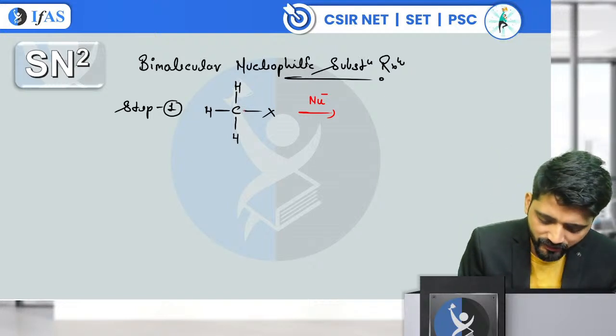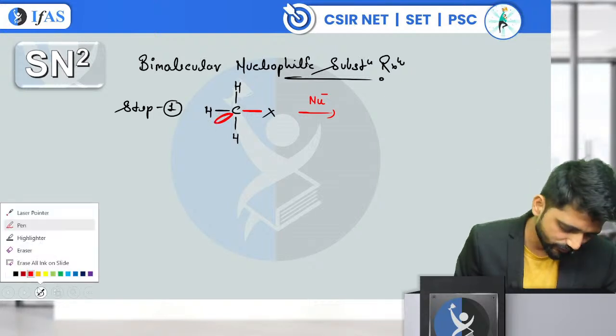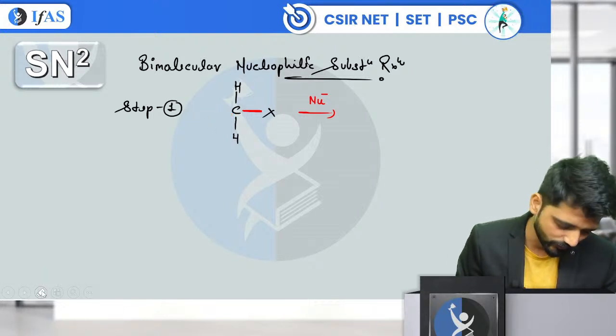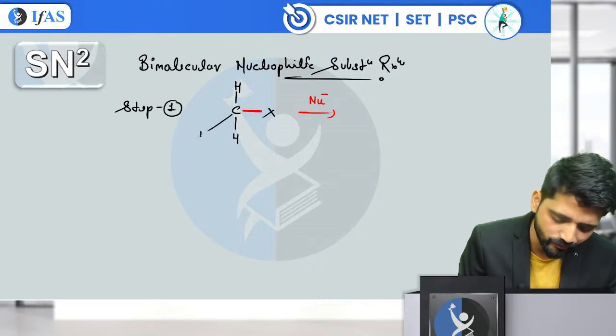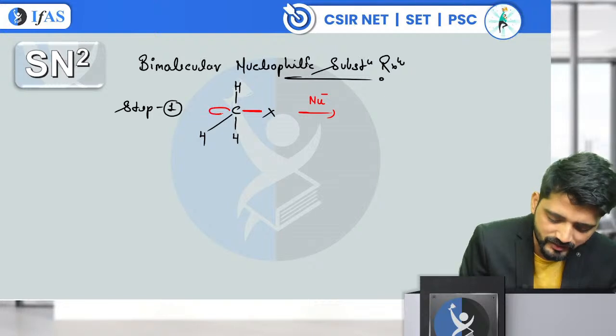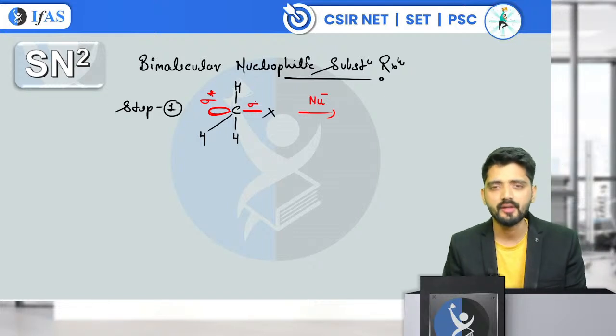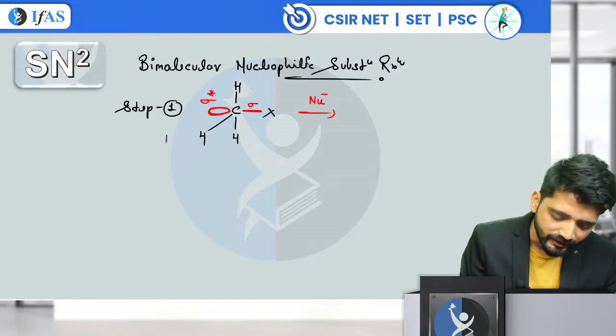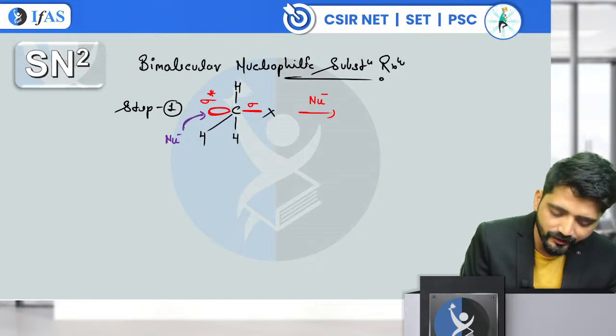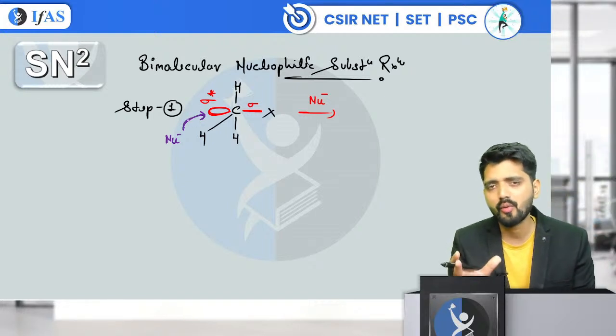See, every sigma bond has its sigma star orbital. So we can represent this sigma star orbital this way. Let's suppose I draw the hydrogen here. For this red bond, the sigma star orbital would lie here. MOT explains that every sigma bond has its sigma star orbital. So when a nucleophile attacks, it goes into the sigma star orbital and leaves two electrons into the sigma star, so the sigma bond breaks.